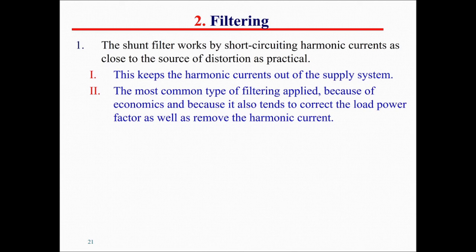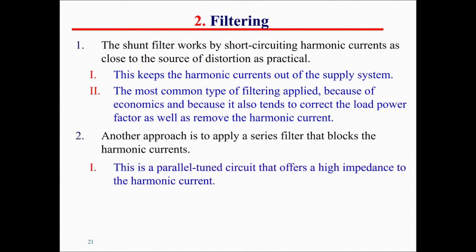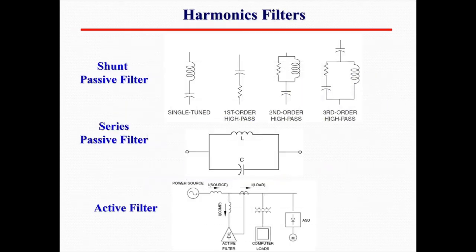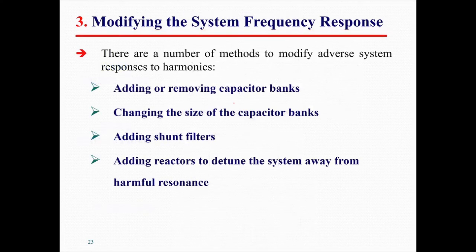Filtering. So this is the second method that can be utilized to reduce the harmonic, by using filters, and we have already discussed this one in previous chapters. We talked about the shunt filter, we talked about the series filter, and also we talked about the active filter, and how they look. So we have the shunt passive filter, the series filter, and the active filter.